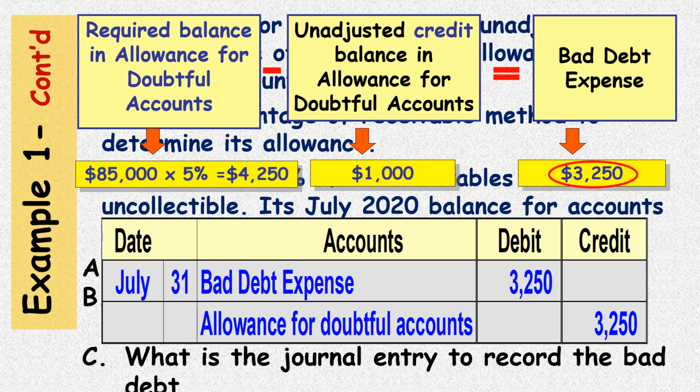And so the journal entry would be to debit the bad debt expense $3,250 and credit the allowance for doubtful accounts with the same amount. The $1,000 already in the allowance account plus the $3,250 will take the balance to $4,250. So we looked at the first month when there was no prior balance in the allowance account, and then we looked at the second month, which is July, and in July we had a prior balance from June of $1,000. So we calculated using this method here.